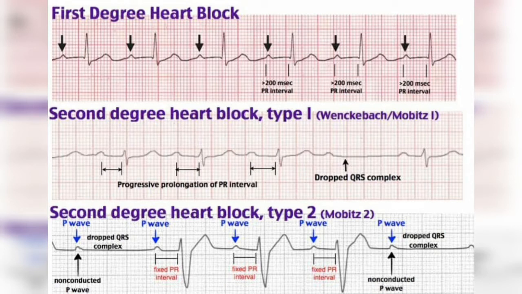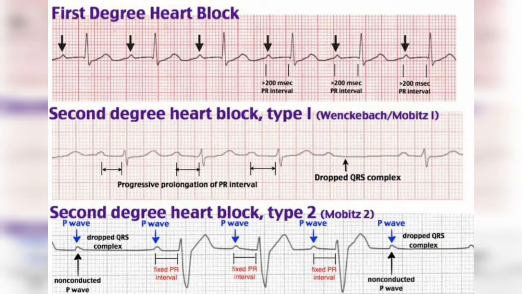of the PR interval. So the simplest way to remember first degree AV block, second degree AV block type 1, and second degree AV block type 2 would be: first degree AV block is a prolonged PR interval, second degree AV block type 1 is a drop beat with a warning, and second degree AV block type 2 is a drop beat without a warning. The warning being progressive prolongation of the PR interval.